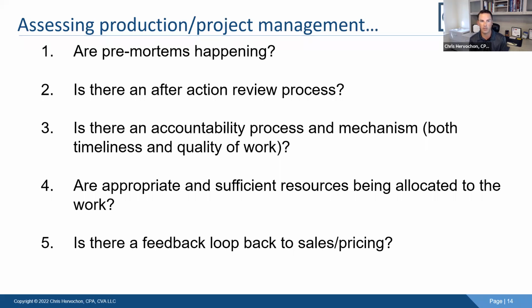Is there an after action review process? Super important. So at a super high level, you can ask two questions here with the team, whoever worked on this engagement or worked on this project. Number one, did we provide value to this client? Number two, did we extract adequate value in exchange for the value that we provided? Having that after action review is super, super important.